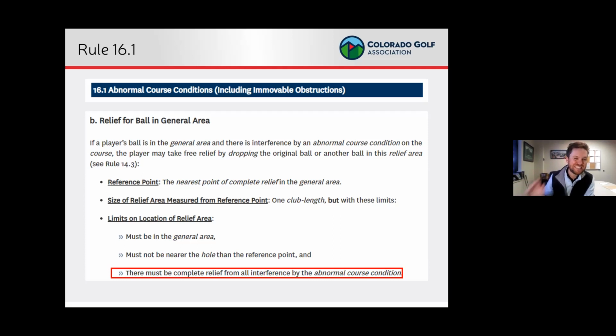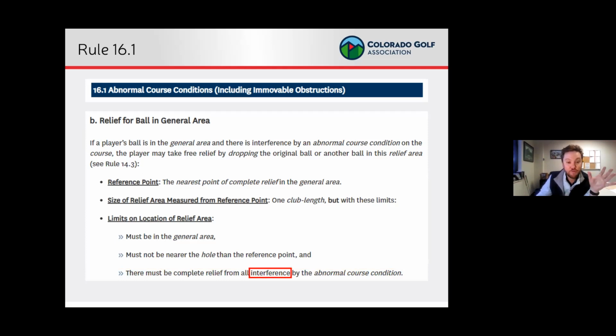I wish the reference point said that a little better. It compiles all of that into the definition of nearest point of complete relief, whereas relief area simply states it: there must be complete relief from interference. That's what the nearest point of complete relief is, in a very micro area of the spot where your reference point is. The relief area is a much bigger area, in this case one club length from that spot, and there has to be complete relief. So it mirrors that.